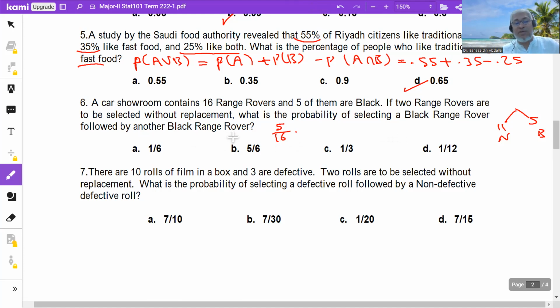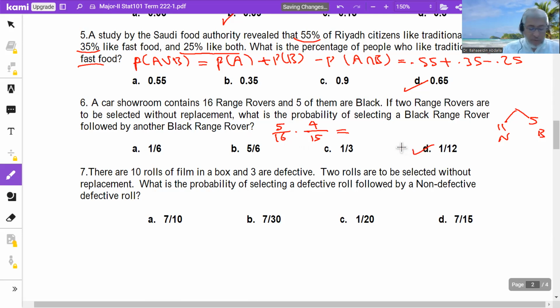Okay, now how many Range Rovers are there? 15, because we selected one of them. And how many black are left? Well, we selected 1 black, so we still have 4 blacks. So the probability would be 5/16 times 4/15. If you use the calculator, you will find that the answer is 1/12.